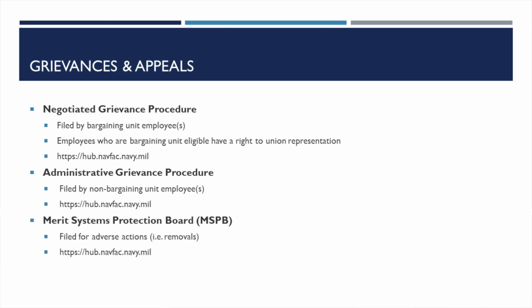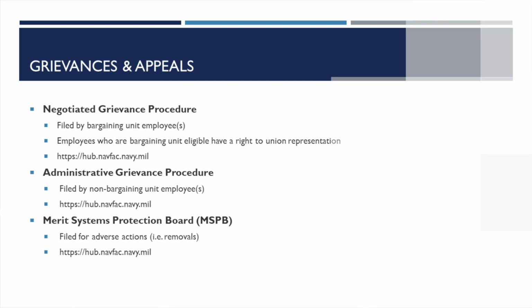Appeals filed to dispute adverse actions, such as removals, are adjudicated by the Merit Systems Protection Board, or MSPB. This outside organization ensures that appeals are handled fairly and impartially, with final decision-making authority lying outside of the Department of the Navy.